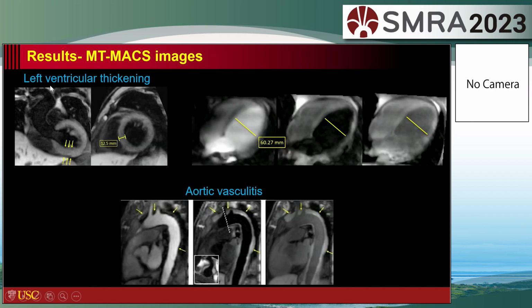And this is a left ventricle thickening. And from the dark blood contrast weighting, it's really easy to measure the thickness. And this is left ventricular enlargement. And in aortic vasculitis, we can really see there's diffuse vessel wall thickening and also edema signals. And from the MRA, you can really measure the vessel diameter.